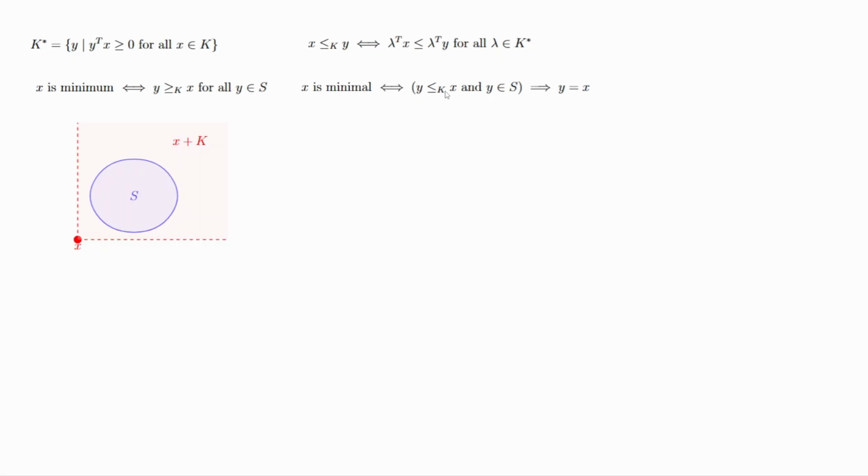Okay, since we finished talking about minimum elements, we can talk about minimal elements. So the point x in the set S is minimal if and only if there's no other point in S that is strictly less than x. What that means is that for some y in S, if y is less than or equal to x, then it's the case that y must be equal to x.